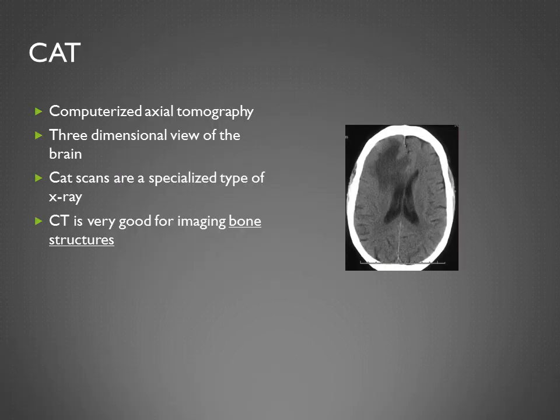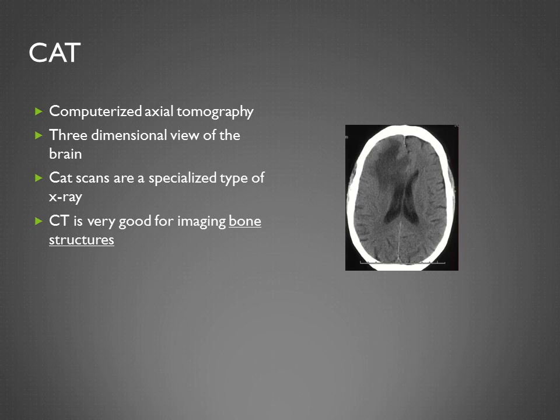So computerized axial tomography, otherwise known sometimes as a CT scan or a CAT scan, is a three-dimensional view of the brain. CT scans are specialized types of X-rays, particularly used for the brain. Let's say that you think that you cracked your head and you think that maybe, oh my gosh, she cracked her skull. CT scans are usually very good for looking at the bone of an individual.